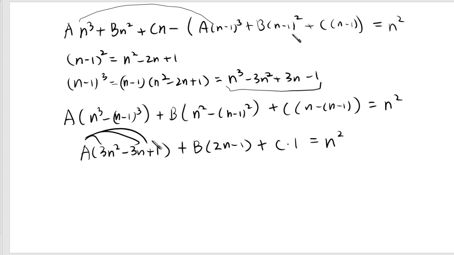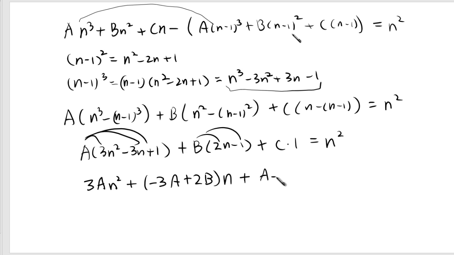Now I'm going to multiply these out, and arrange in terms of powers of n. So see, 3a n squared, this is the only n squared term on the left, and then for the power of n, here's what I get. Negative 3a plus 2b, so the term with just n to the first power will be this one, and then you have a minus b plus c, and then I'm going to write the right side as n squared plus 0n plus 0. And these two sides should be equal as functions of n, right? For whatever n value is, this has to be an identity.